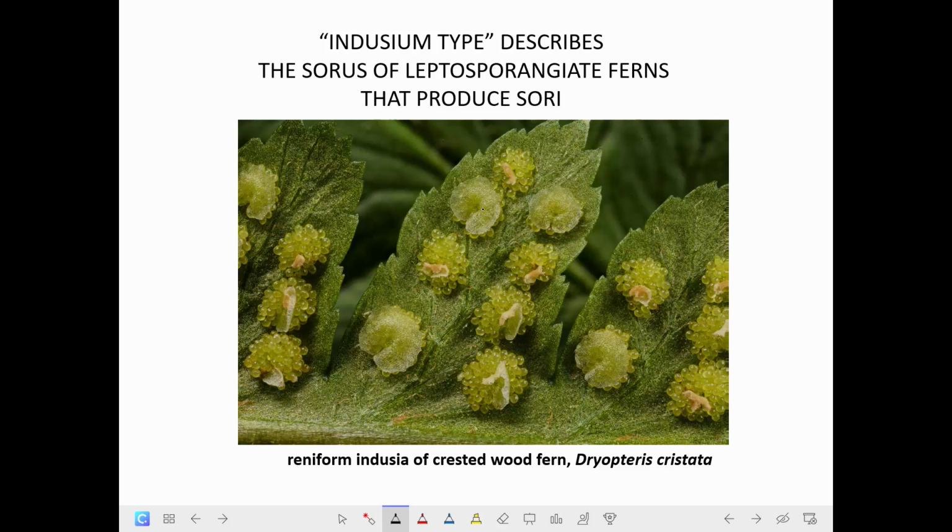Another shape of the indusium is kidney-shaped. So you can see this indusium, I'm trying to draw it here, is circular, but it has a cleft on one side. The kidney-shaped, or reniform, indusium of crested wood fern, several other ferns that are called wood ferns, and some others too, such as marsh fern and New York fern, have a reniform indusium.